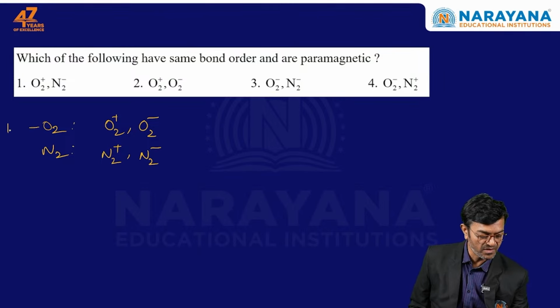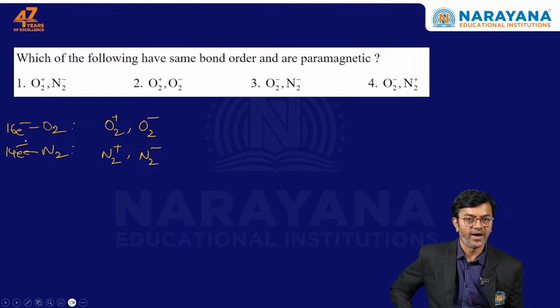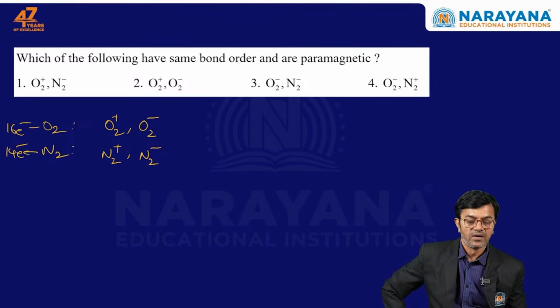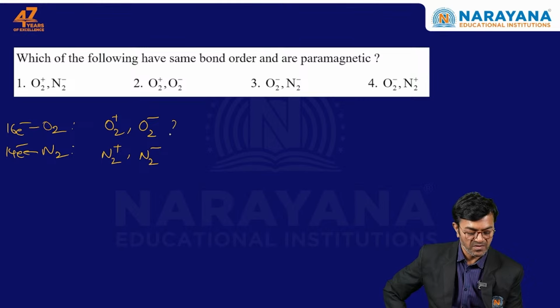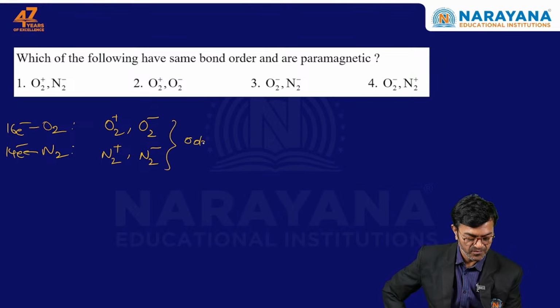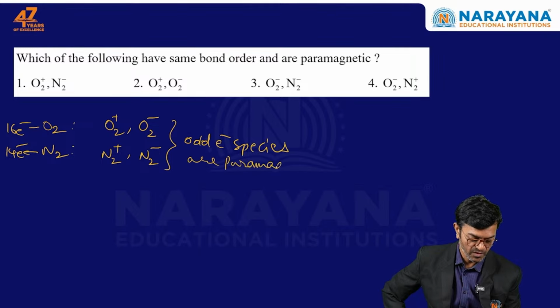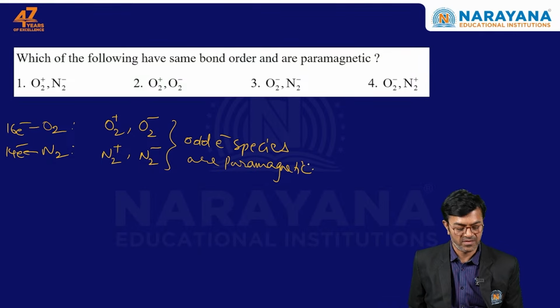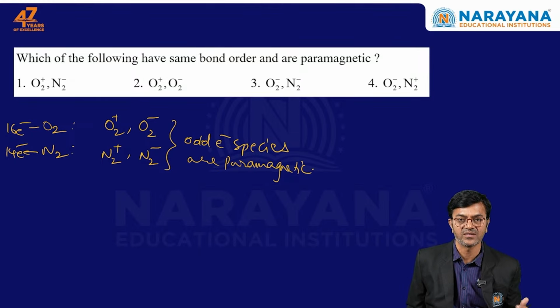Oxygen has 16 electrons. Nitrogen has 14 electrons. When you add or subtract, both give an odd number. That means these are all odd electron species. So, odd electron species are paramagnetic. That means all the 4 ions here are paramagnetic, so we need not check paramagnetism again. The only thing we have to check is bond order.